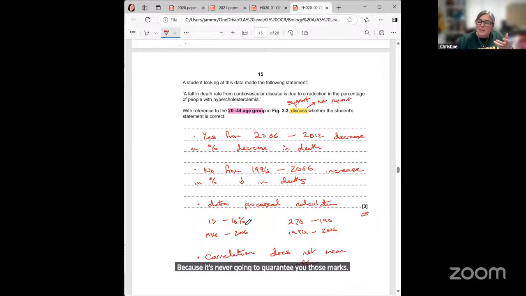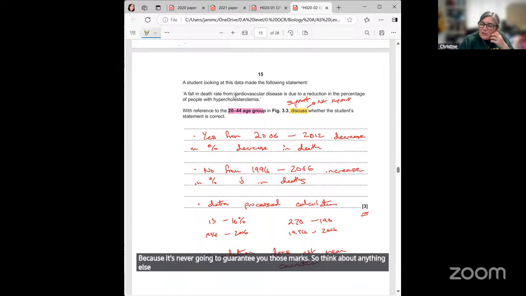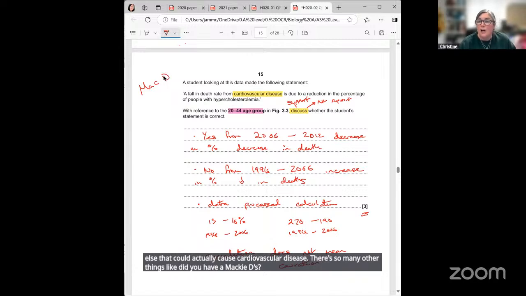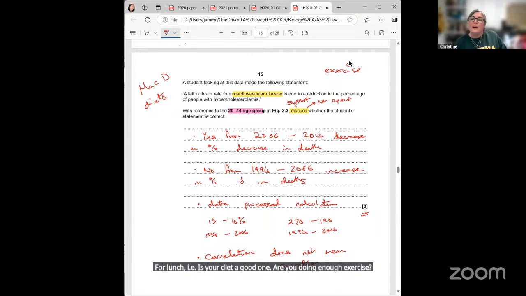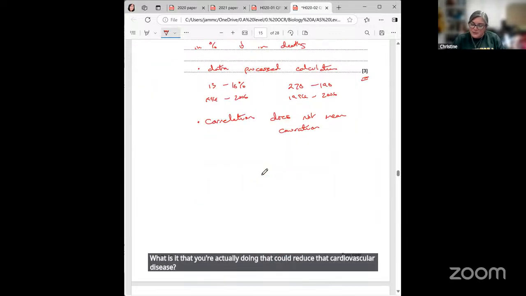So think about anything else that could actually cause cardiovascular disease. There's so many other things like, did you have a Mackie D's for lunch, i.e., is your diet a good one? Are you doing enough exercise? What is it that you're actually doing that could reduce that cardiovascular disease?